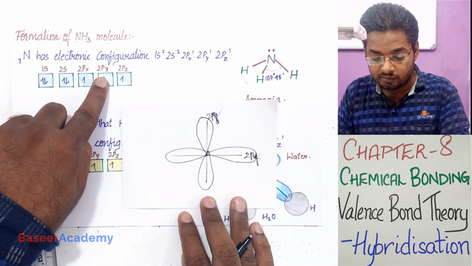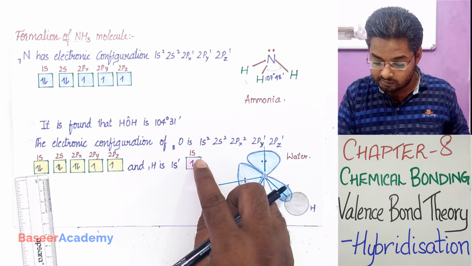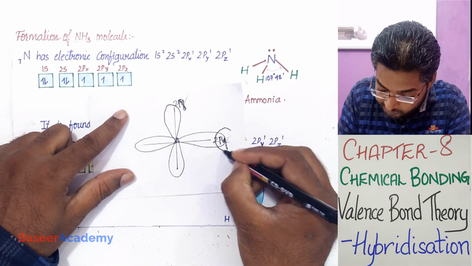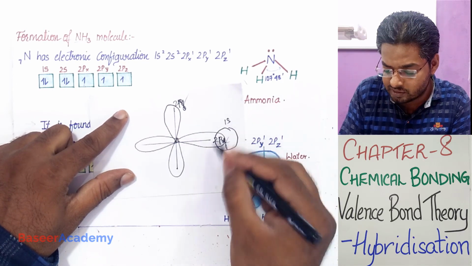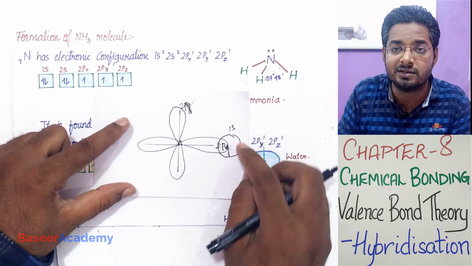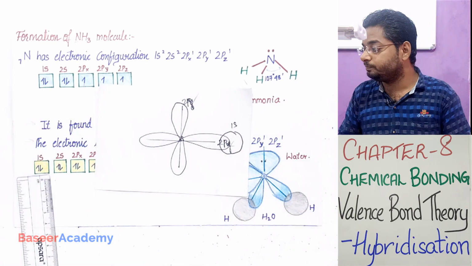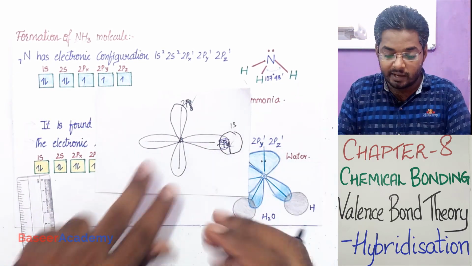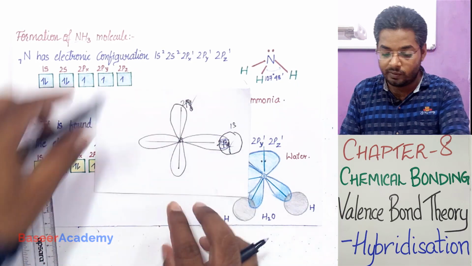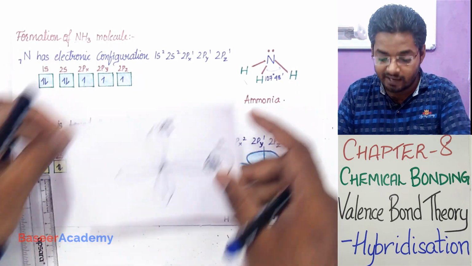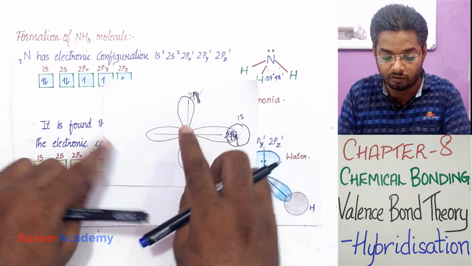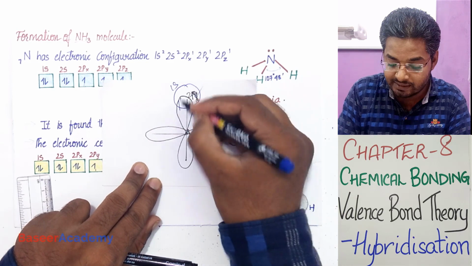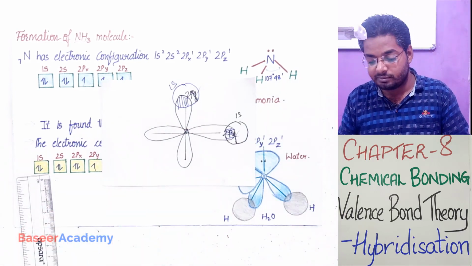The 2py orbital should overlap with the 1s orbital of hydrogen. The s subshell is spherical in shape, so I'm drawing a sphere here. Again, the 2pz orbital should overlap with the 1s orbital of the second hydrogen atom. So the 2pz orbital of oxygen should overlap with the 1s orbital of the second hydrogen atom.